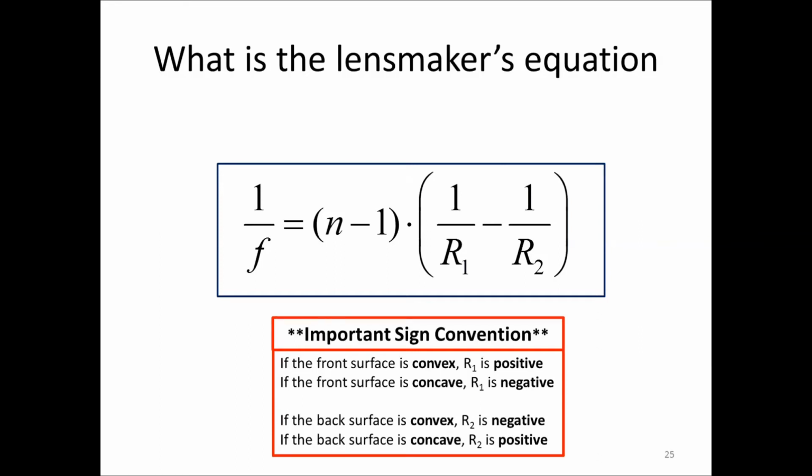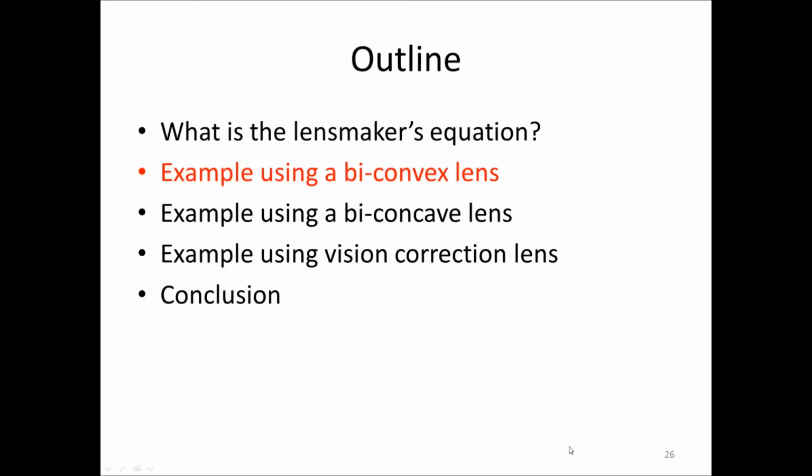By that, I mean that if the front surface is convex, we define this value of R1 as positive. If it's concave, we define this value of R1 as negative. Now, the reverse is true for the back surface. If the back surface is convex, R2 is going to be negative. And if the back surface is concave, R2 will be positive. So now, let's see how we can use this equation in a couple examples.